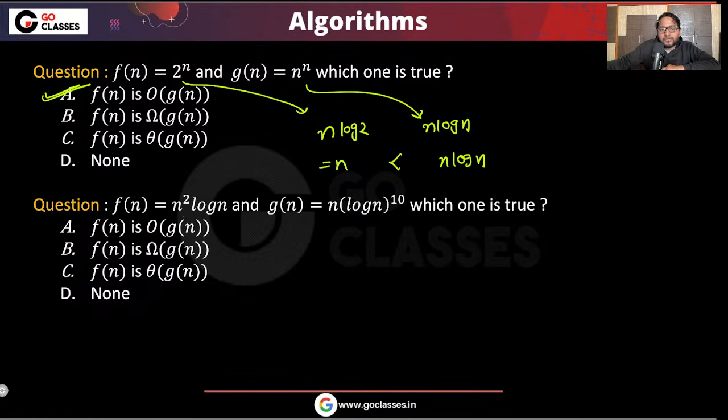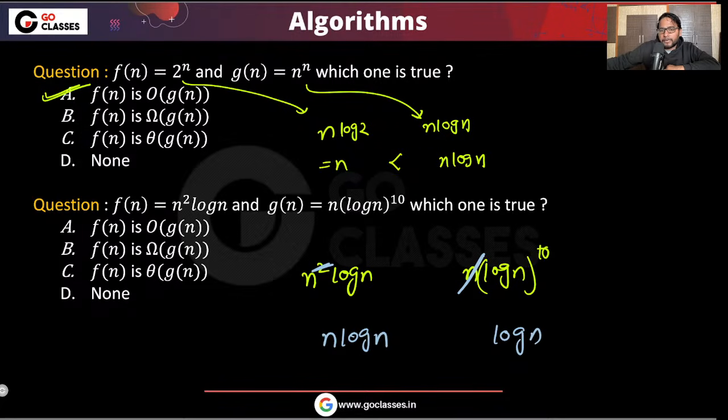Okay, here is n square log n and n log n power 10. See, if there is something common, can you cancel something common? Yes, you can definitely cancel n, right? So it will be n log n on one side, and log n power 10 on the other. Now you tell me, log n power anything cannot be just this n, right?